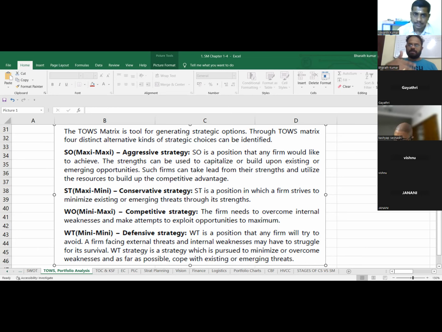Aggressive, conservative, you can see and write it. But I don't want you to write fully. For example, "O is a position that any firm would like to..." all this, I don't want you to write. I want only keywords. When we did SWOT, we wrote only the keywords: inherent capacity, strengthen the position. Like that, I want you to write only the keywords. I'll give you 5 minutes. Can you do that now? Guys, start writing.